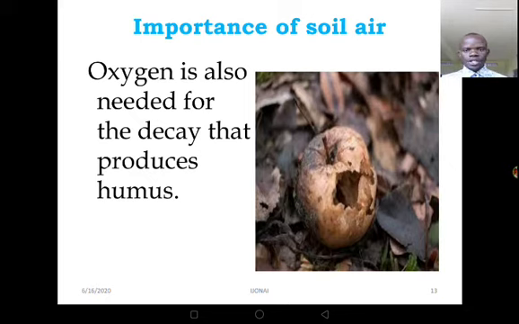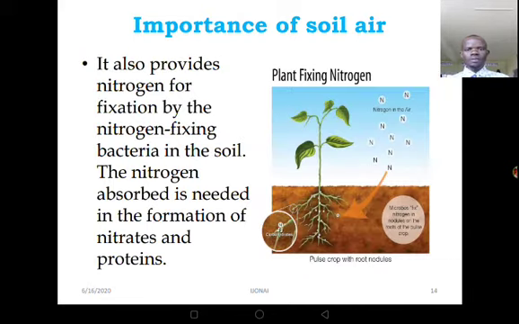Oxygen is also needed for the decay that produces humus. We know very many organisms die when plants shed off their leaves. All these are going to decay and decompose. Now, the process of decomposition requires oxygen. And of course, you know the importance of this humus. It provides a lot of nutrients to the soil, which are very important to plant growth.